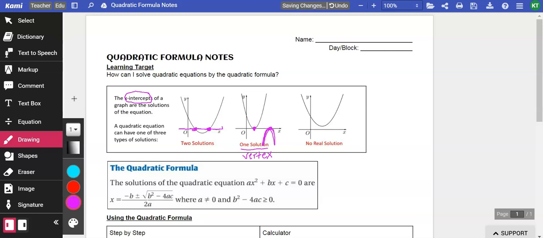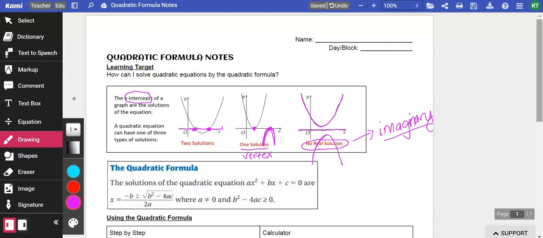And then we also have no real solution. In this one, you'll learn more about this in high school. It's going to be an imaginary solution or imaginary numbers. And you will get to that in high school. But for this year, we just say no real solution. So it just never, ever touches that x-axis. So it could look like that, or it could look something like this.